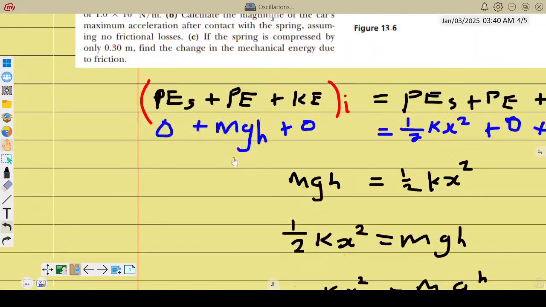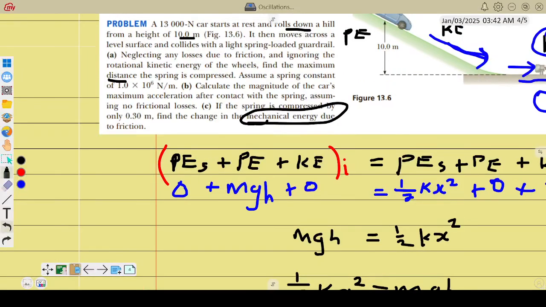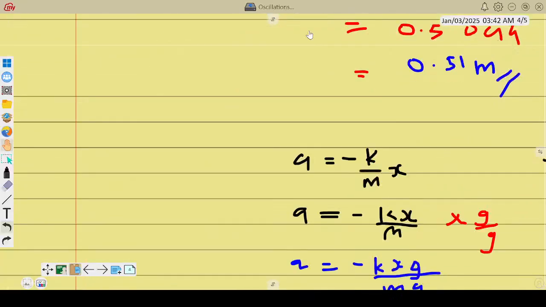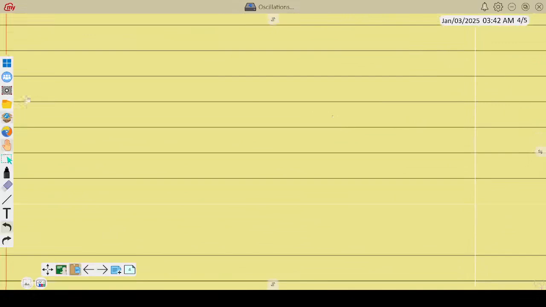Are we still going? What else? If the spring is compressed by only 0.3, find the change in mechanical energy. Oh, they've taken us back to this. So let's quickly find the change in mechanical energy. Okay, so our physics is for solving. So let me just display the question again.